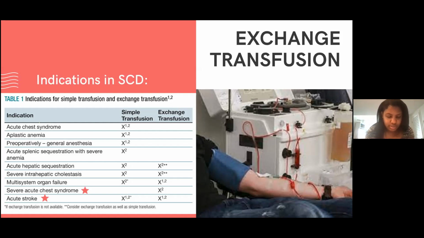All right. So any other questions about exchange transfusion, simple transfusion, any of that stuff, when to transfuse? And of course, your hematology colleagues are probably going to be helping you with these decisions, but it's important for us to know the general principles.